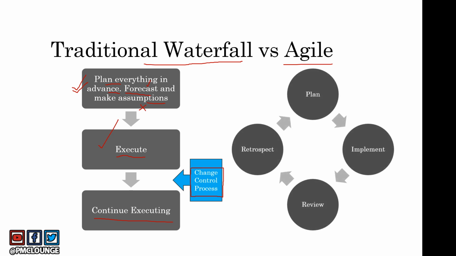But when it comes to agile, it basically works in a cyclical fashion. You plan, you implement, you review, you retrospect, and then again you plan. So you don't plan everything in the beginning itself. You are working in a cyclical manner. You are basically delivering small chunks of your project.